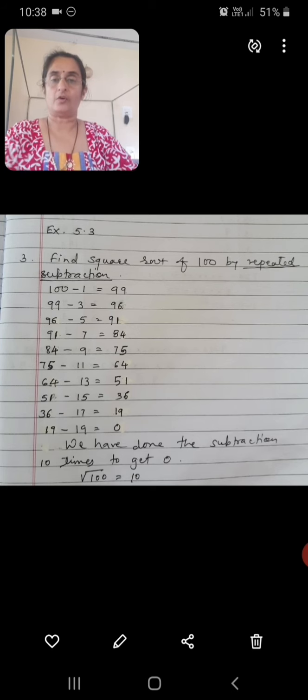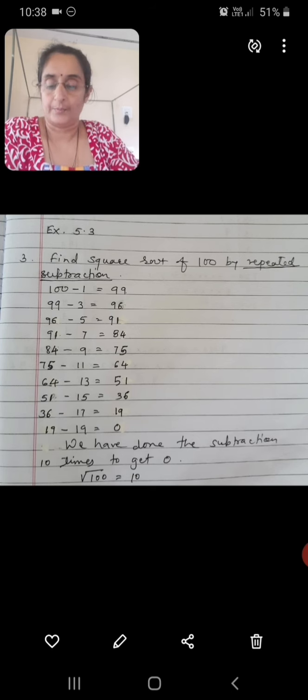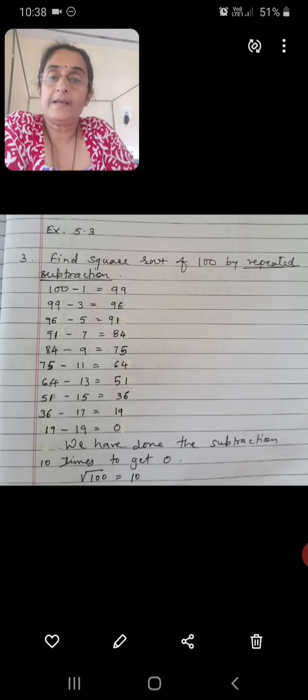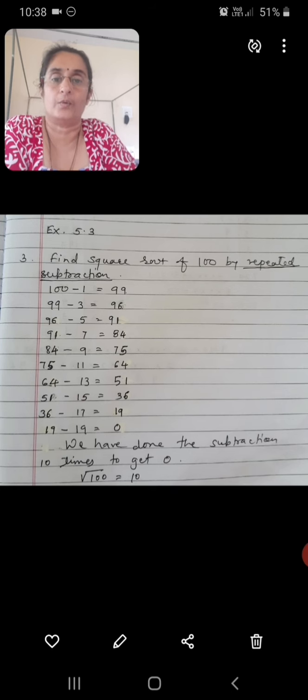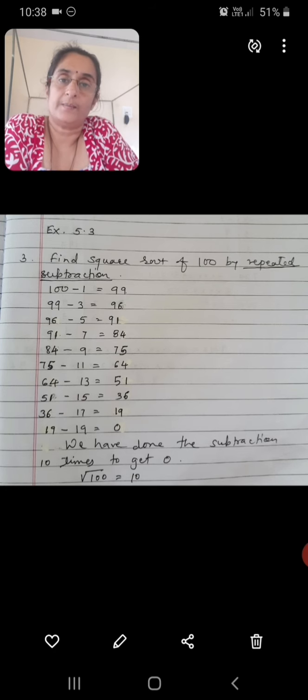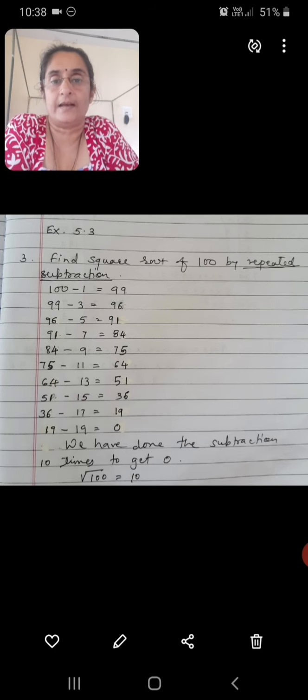Find the square root of 100 by repeated subtraction. Now repeated subtraction means what? You have to do one subtraction and from the answer again go on doing subtraction till we get 0. Now we have to find the square root of 100. So what are we going to subtract? We are going to subtract consecutive odd numbers. First odd number is 1 and then 3, then 5, then 7.